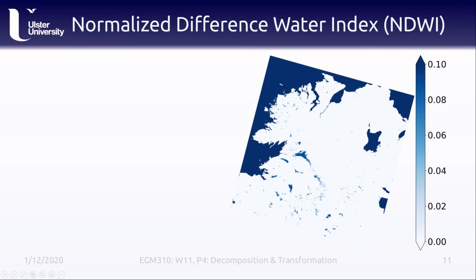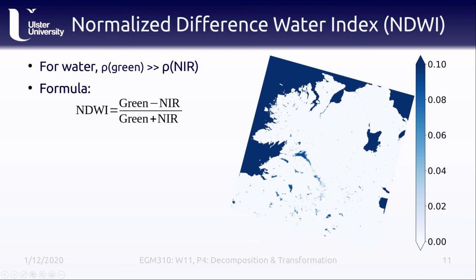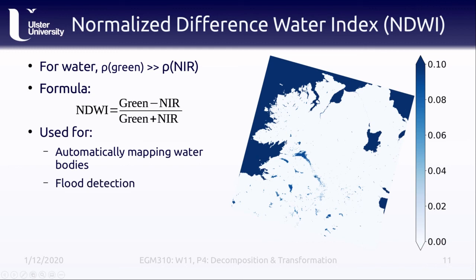Similar to the NDVI for vegetation, we can calculate a normalized difference index for water. The NDWI makes use of the fact that for water, the reflectance in visible green wavelengths is much higher than in the near-infrared. Thus, we calculate the NDWI by subtracting the near-infrared band from the green band and dividing by their sum. The NDWI is used for, as you might have guessed, automatically mapping water bodies. We can also use it for flood detection and mapping in images, especially if we have an image from before a flood event. Large changes in NDWI are most likely indicating the presence of water.